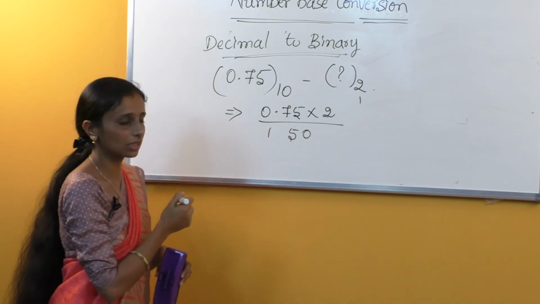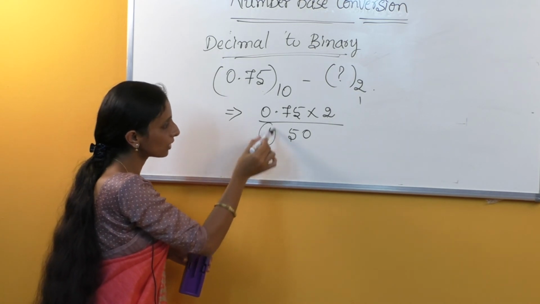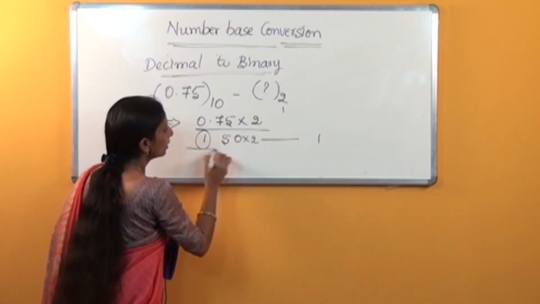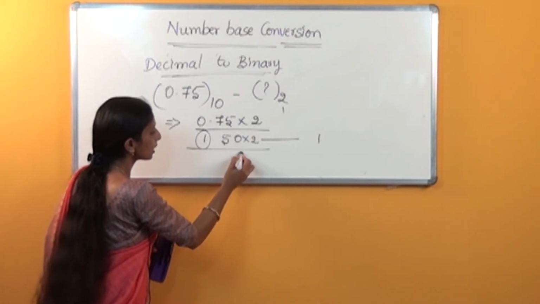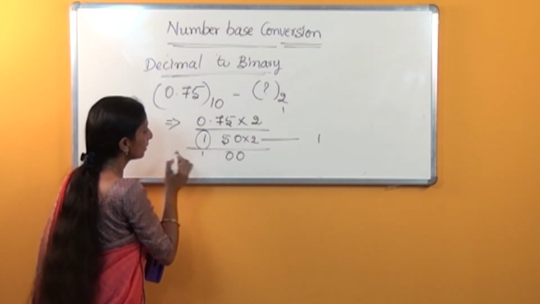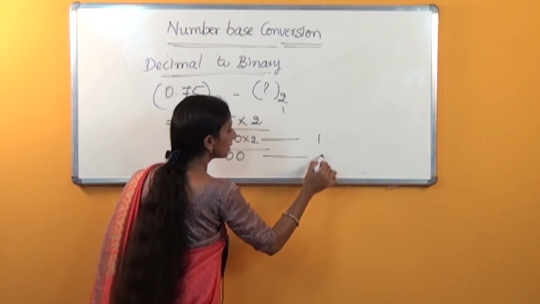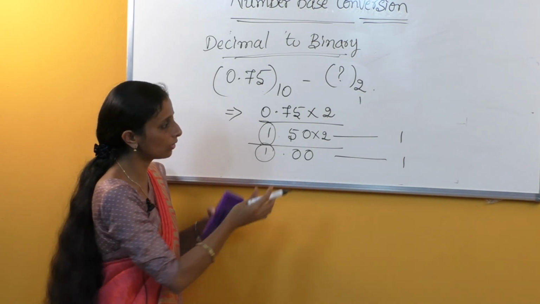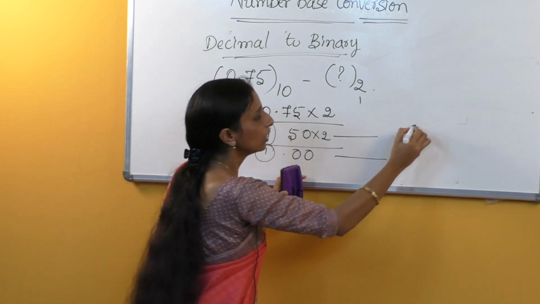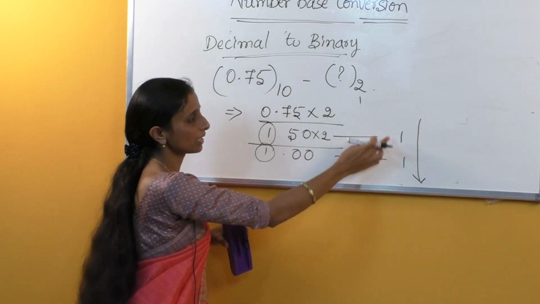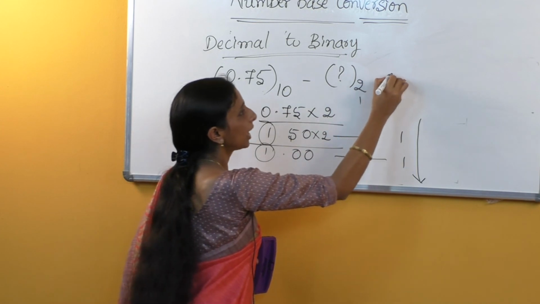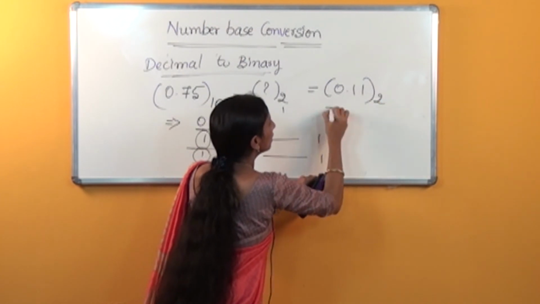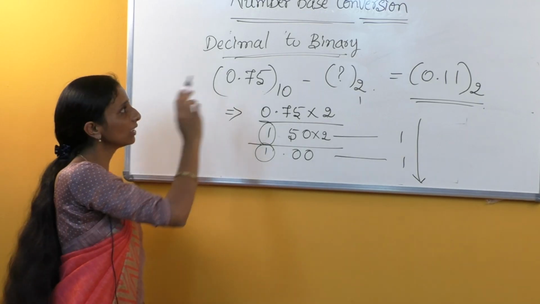Now, before the decimal point there is a 1, so we consider it as a remainder and write it here, and then once again we multiply by 2. 2 into 0, 0, 2 into 5, 10. So 1 is a remainder. Now if I multiply by 2, I am going to get the result as 0 itself, so I stop the multiplication. This is our result, represented in this way. So 0.75 is equivalent to 0.11 in binary. This is our binary value for the given decimal number.